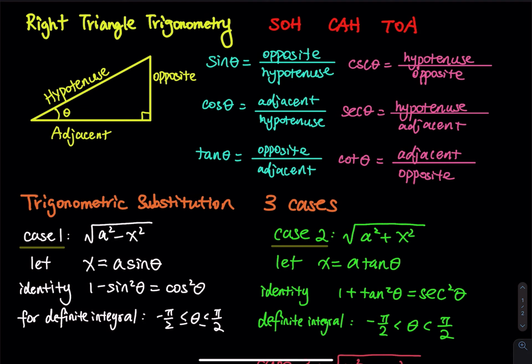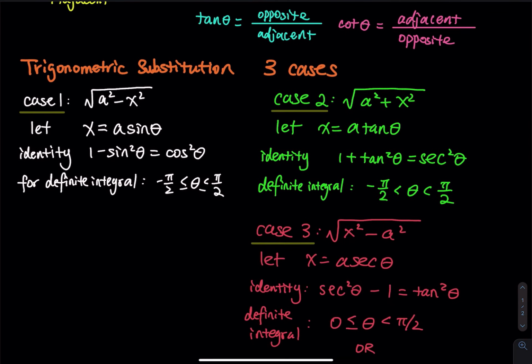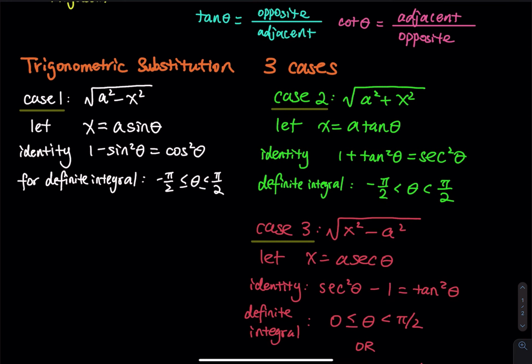In trigonometric substitution, there are three cases. In case one, in the integrand, you will see a square root or radical. Inside the radical, we have a squared minus x squared, where a is a constant. The first thing that you have to do is let x equal a times sine of theta. So you have to do a substitution first.